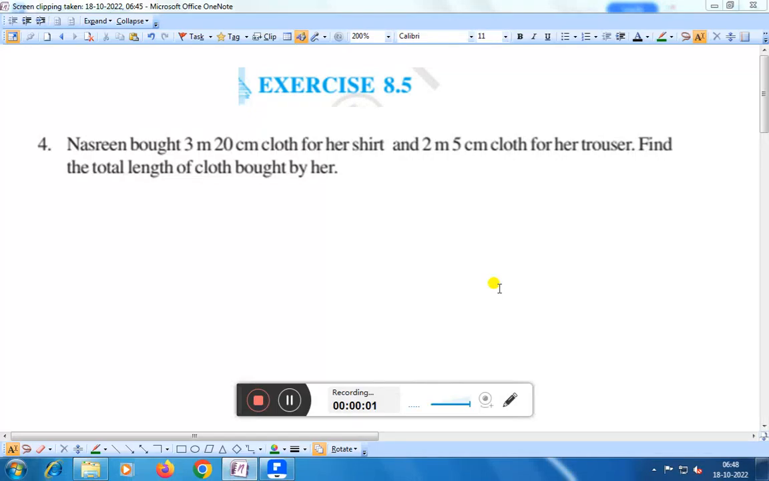Hello friends, today we shall discuss exercise 8.5 question number 4. Nasreen bought 3 meter 20 centimeter cloth for her shirt and 2 meter 5 centimeter cloth for her trouser. Find the total length of cloth bought by her. Right? We'll solve the problem in this way.